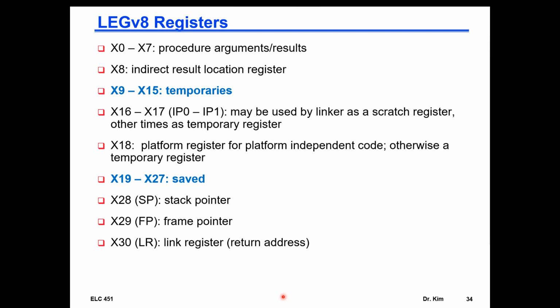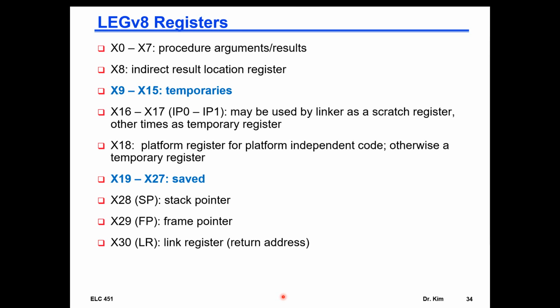So the guidance is that registers X0 through X7 are used for procedure arguments and results. So when you make a function call, let's say in C++, you pass the arguments and get the results through registers that are in the X0 to X7 space. Okay? They have specified X8 as an indirect result location register, which means that that register has the address of where the result is.